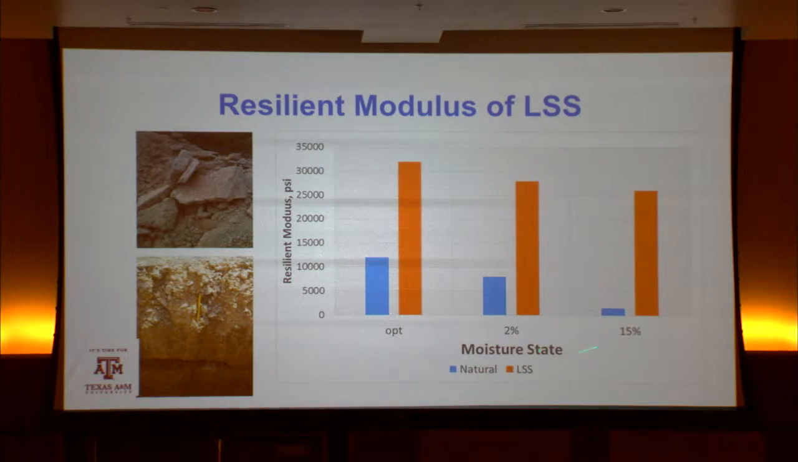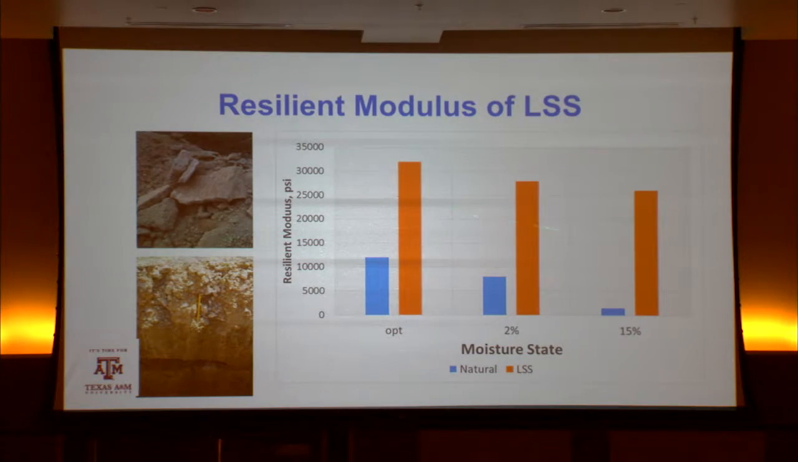But what happens when it gets near saturation, when you're 15 percentage points above optimum? Optimum is probably 80% saturation. If I'm 15 percentage points above, I'm over 95% saturation. When I get to that point, my modulus has dropped to 1,500 psi. So that's almost a tenfold, almost an order of magnitude drop.